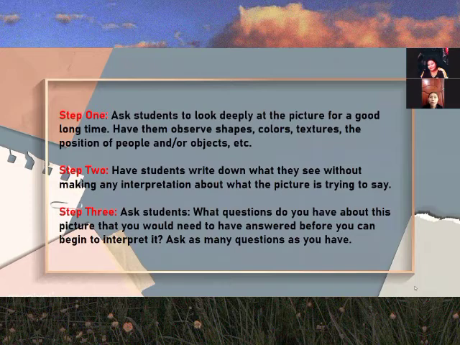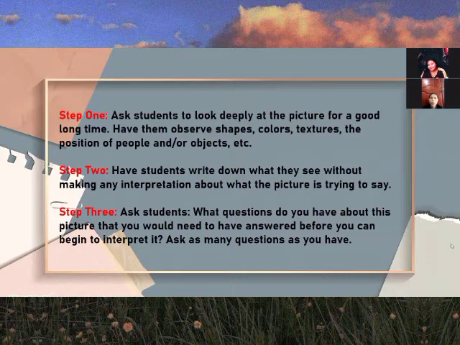Step one, ask students to look deeply at a picture for a good long time. Have them observe shapes, colors, textures, the position of people and objects, and so on. By this, the students will then analyze the picture independently, which gives them the exactness of the interpretation of the picture.